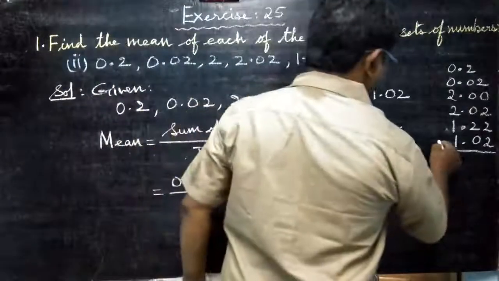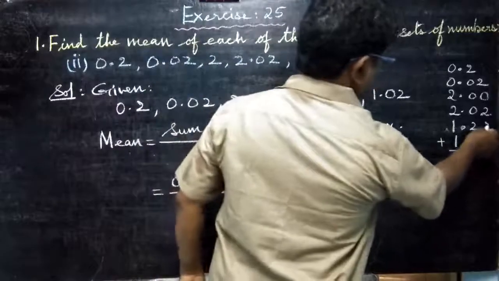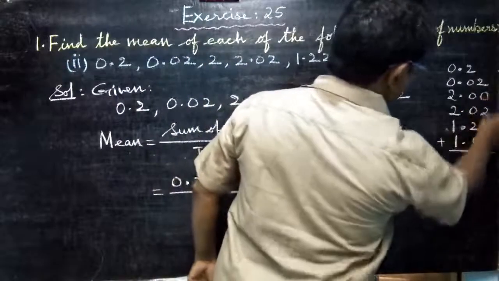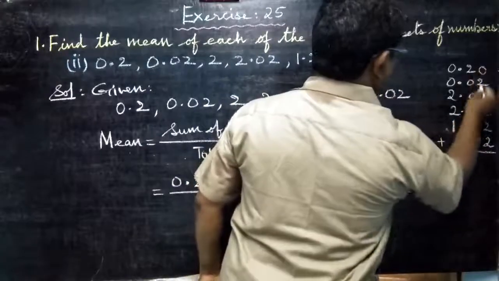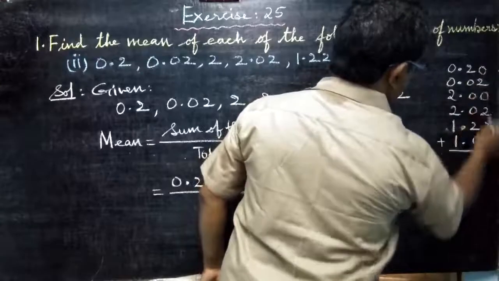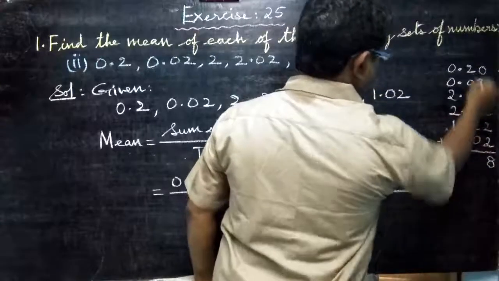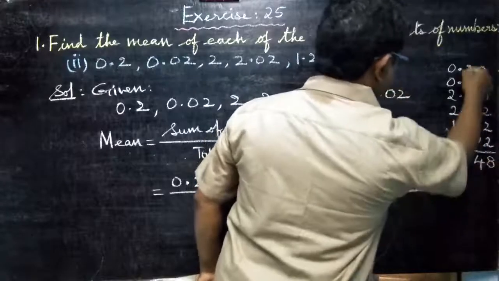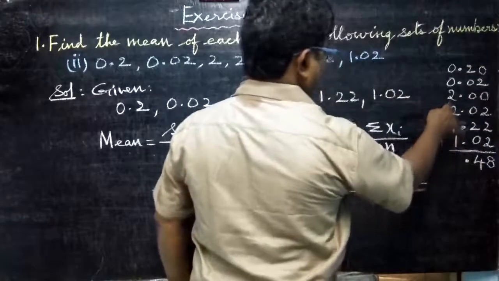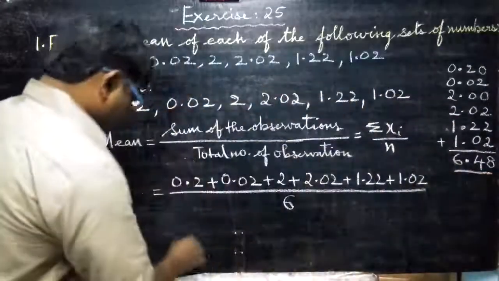So we add: 2 plus 2 is 4, 4 plus 2 is 6, and here you have to see nothing, that means keep one more 0. So here you will get 8. Next, here 2 plus 2 is 4, decimal under decimal, 1 plus 1 is 2, 3, 4, 5, 6. How much did you get now?